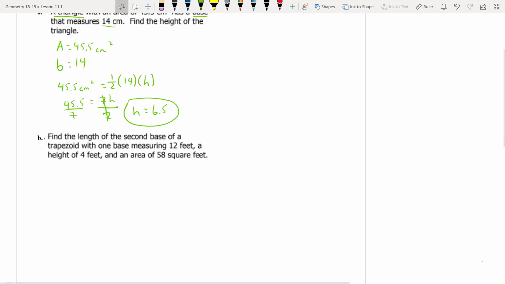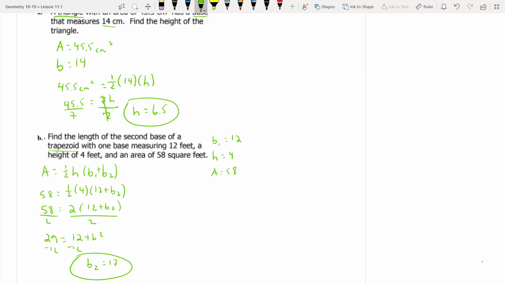Go ahead and try the second one. So they tell us it's a trapezoid. So the formula for that is 1/2 my height times base 1 plus base 2. Go ahead and try to solve this. They told you the area, they told you some information, and when you come back in, the problem will be solved for you.